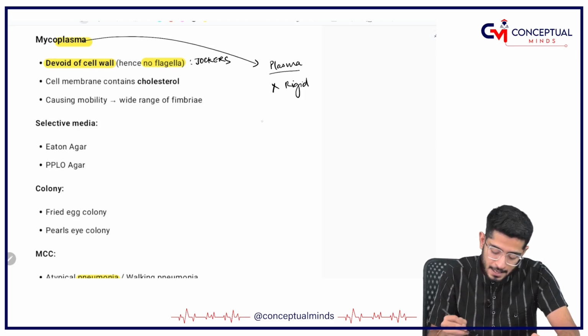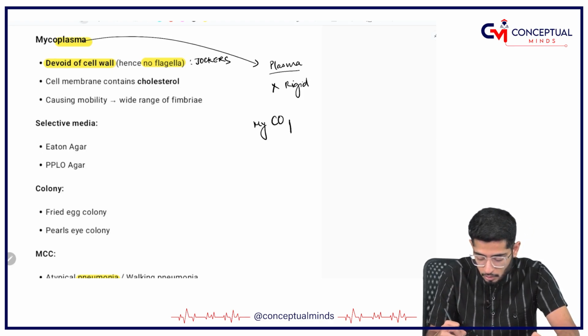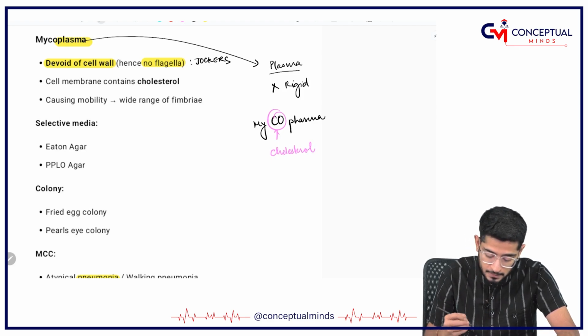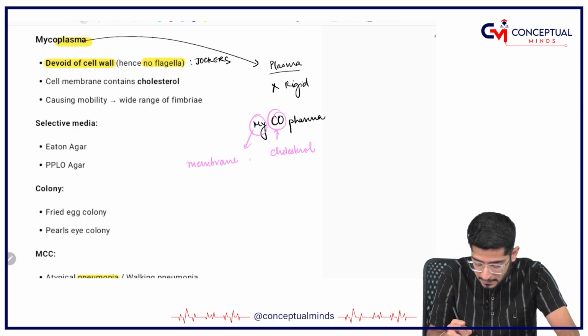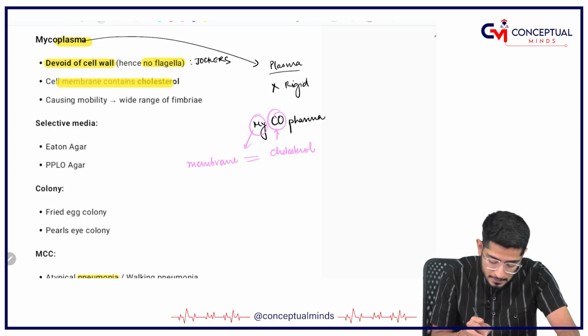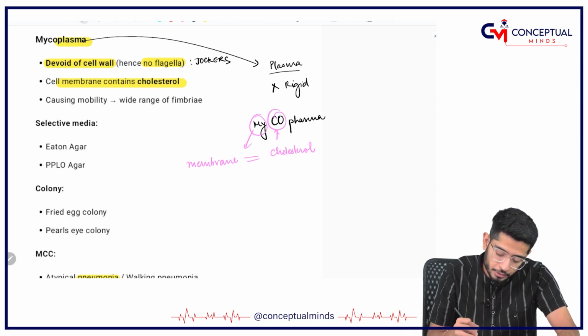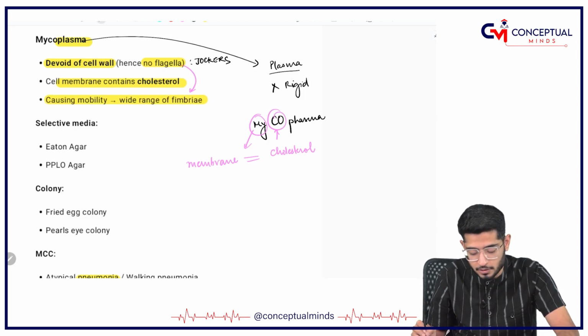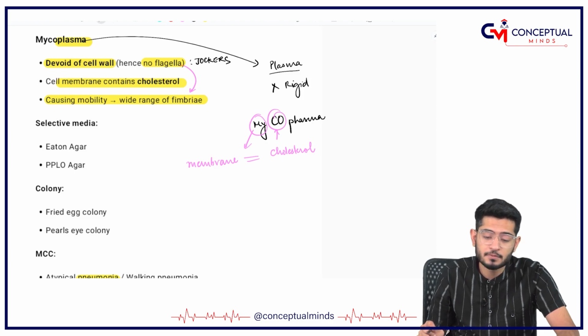Mycoplasma has a speciality, and that's why myco has CO, and the importance of CO is that CO is nothing but cholesterol. So remember that in myco, M is membrane and CO is cholesterol, so the membrane has got cholesterol in it. I told you there is no flagella, then how is it motile? The motility is because of the wide range of fimbriae which is present.